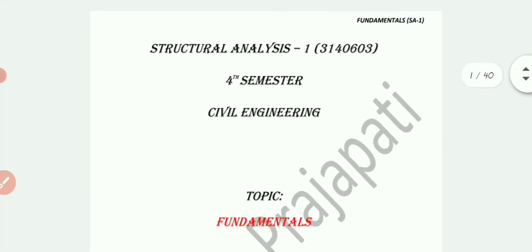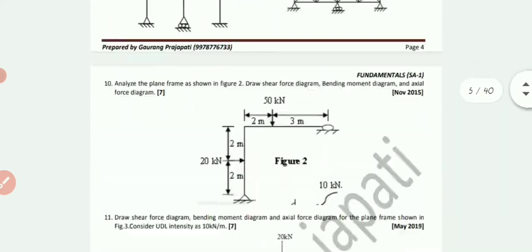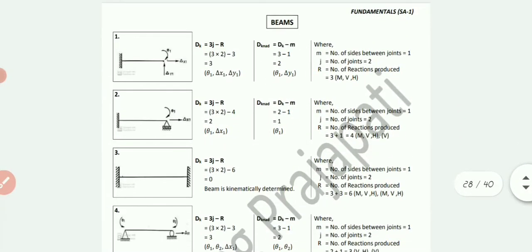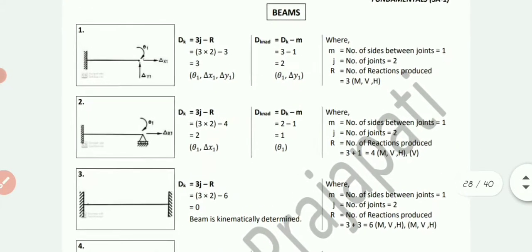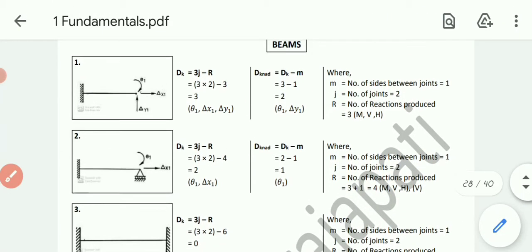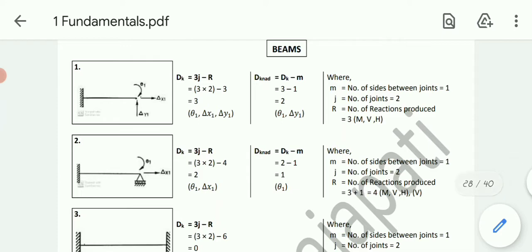Now I am going to continue the topic of fundamentals of the subject Structure Analysis 1, 4th semester civil engineering. In the previous video I covered the theoretical portion of kinematic indeterminacy, that is Ki. Now I am going to solve the examples of beams in this video for the Ki. So let's solve the sums. These are the beams for which we need to calculate Ki.